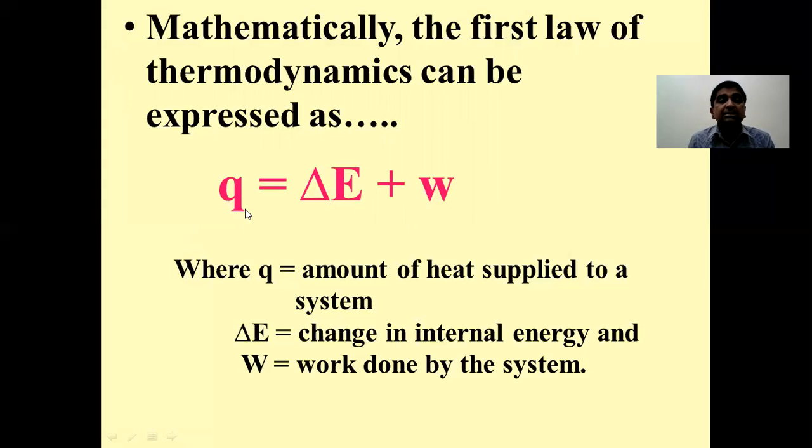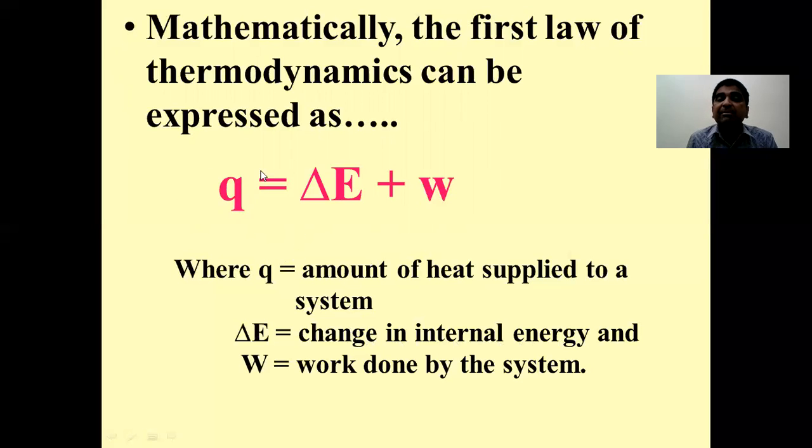So here this first law of thermodynamics can be mathematically expressed as Q is equal to delta E plus W, where this Q is the amount of heat supplied to a system, delta E is the change in internal energy, and W is the work done by system.